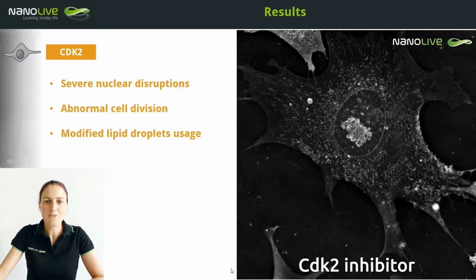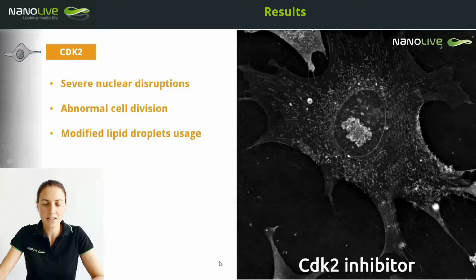The third treatment I will feature is the CDK2 inhibitor. CDK2 stands for cyclin-dependent kinase 2, and it drives the progression of cells into the S and M phases of the cell cycle. And so we expected CDK2 inhibition to cause severe disruptions within the cell.